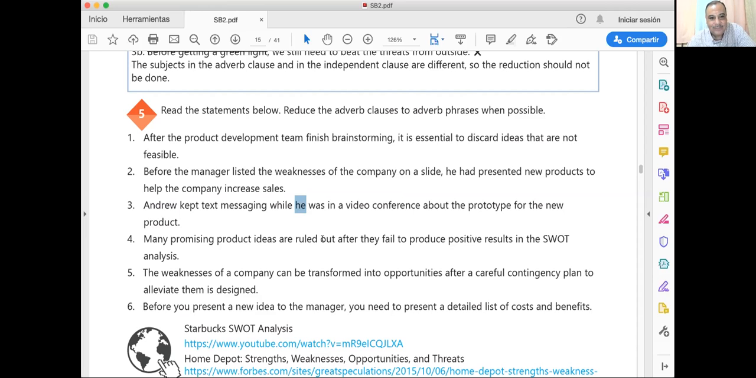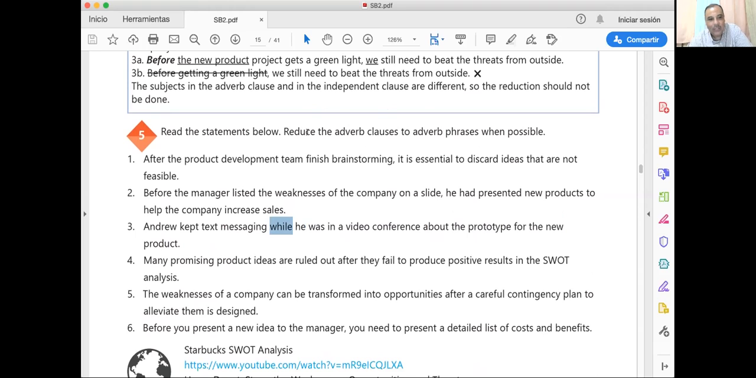What is the verb? Keep. No, keep. It's number two, right? No, it's the three. The third one, okay, wait. Andrew kept text messaging. Andrew is the subject, right? Yes, and also in a video conference about the prototype for the new product. He is the subject. Okay. So, Andrew. We think that we can't reduce. No, remember now, look, this is the adverb clause. Why? Because it has while. Okay, so this one, the same. Andrew kept text messaging. While, you can omit this, but we're going to use it.